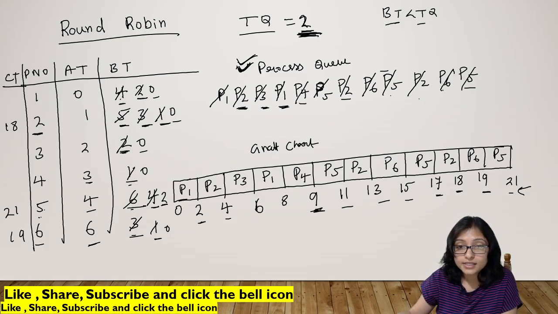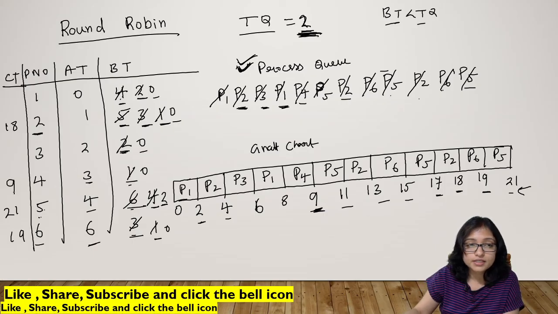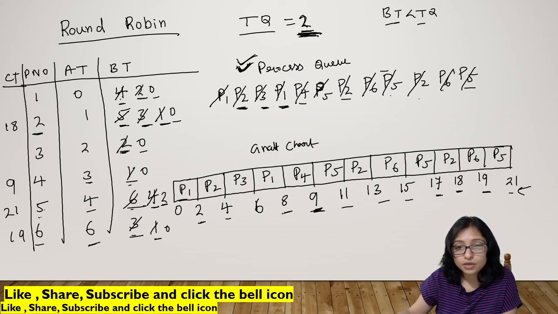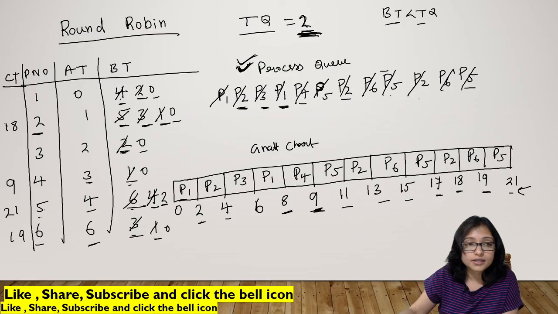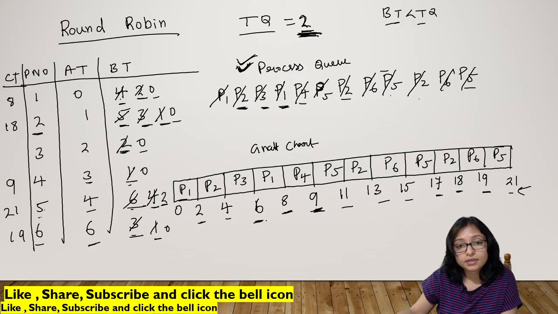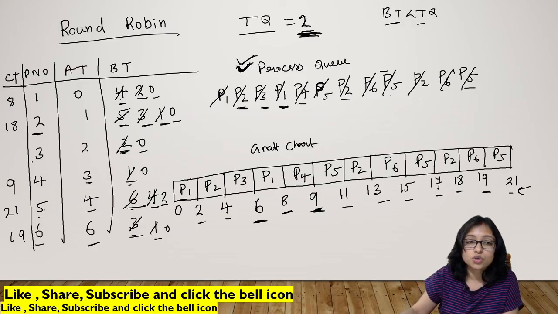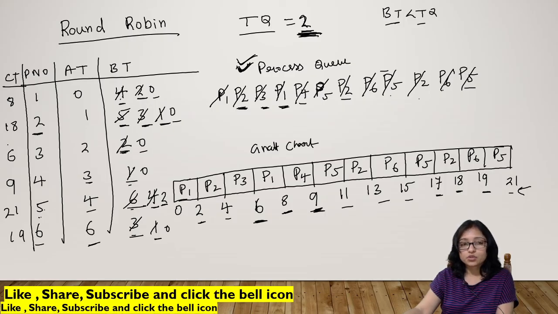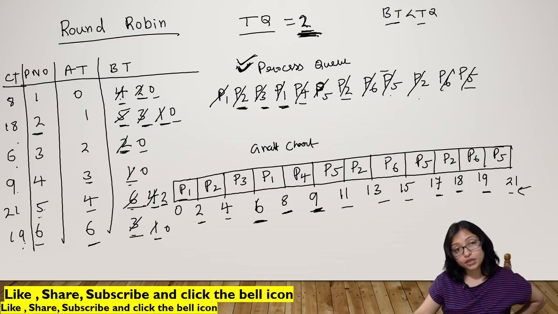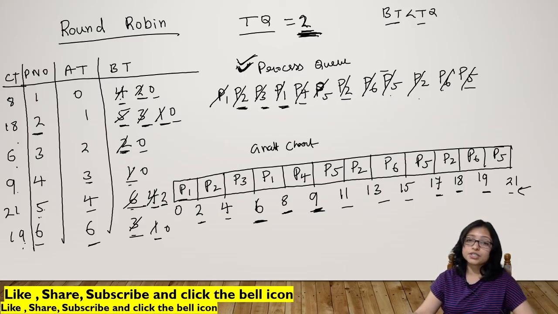You are getting here P4. So P4 is 9. After that P1. P1 is 8. Then P3. P3 is 6. So put here 6. Now everything is done. See that. So your completion times are 8, 18, 6, 9, 21 and 19. In that way you have to cover the completion time.